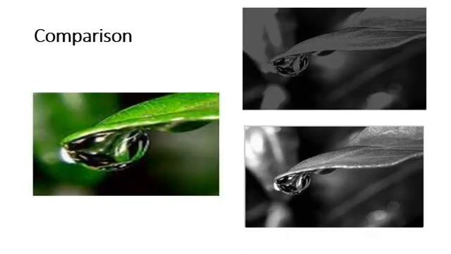So here is a comparison. As we can see here, the image has been more properly converted to a grayscale image as compared to the result of the average method. The above image is the result of the average method, and the below image is the result of the weighted method. So this image is brighter than the average method.